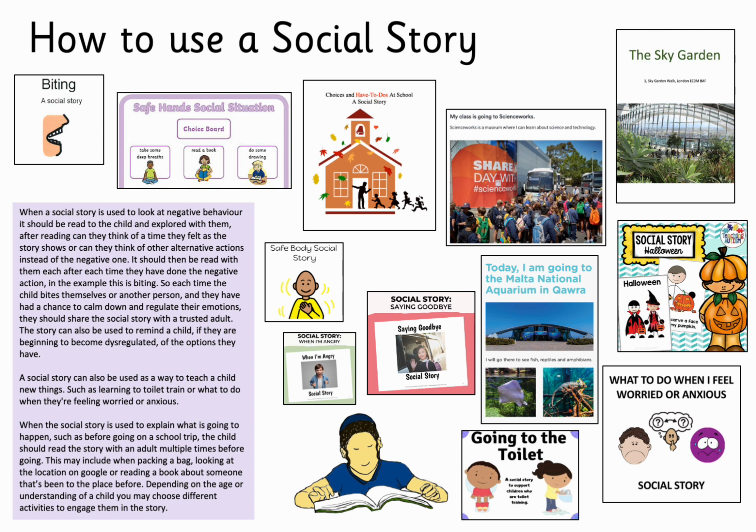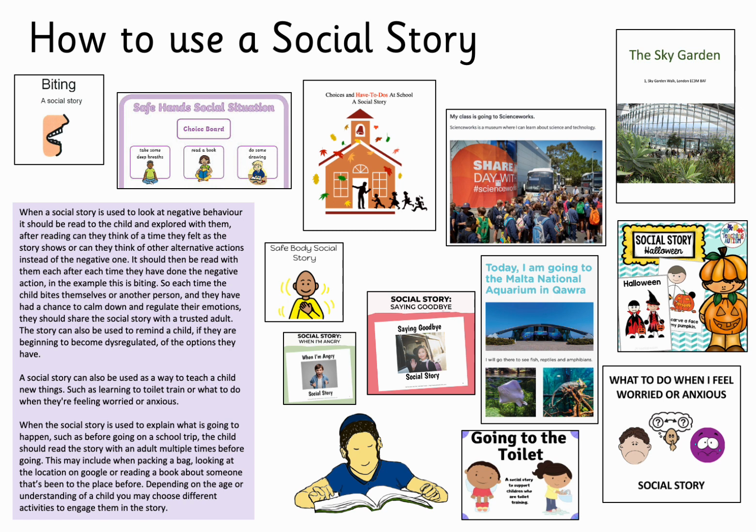So each time the child bites themselves or another person, and they have had a chance to calm down and regulate their emotions, they should share the social story with a trusted adult. The story can also be used to remind a child, if they are beginning to become dysregulated, of the options they have. A social story can also be used to teach a child new things, such as learning to toilet train or what to do when they're feeling worried or anxious.